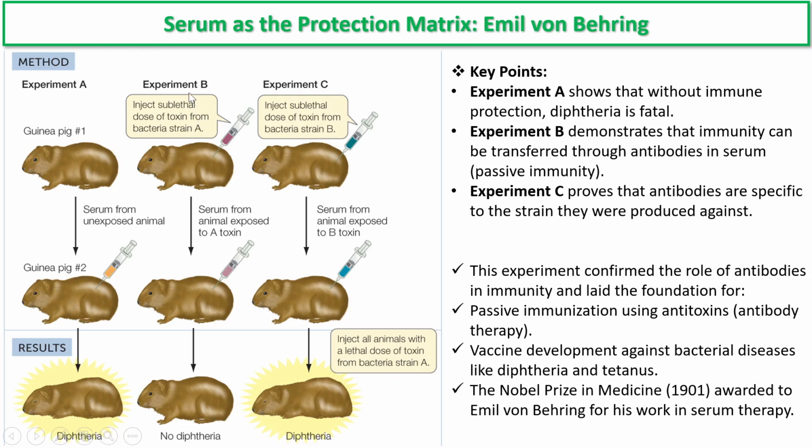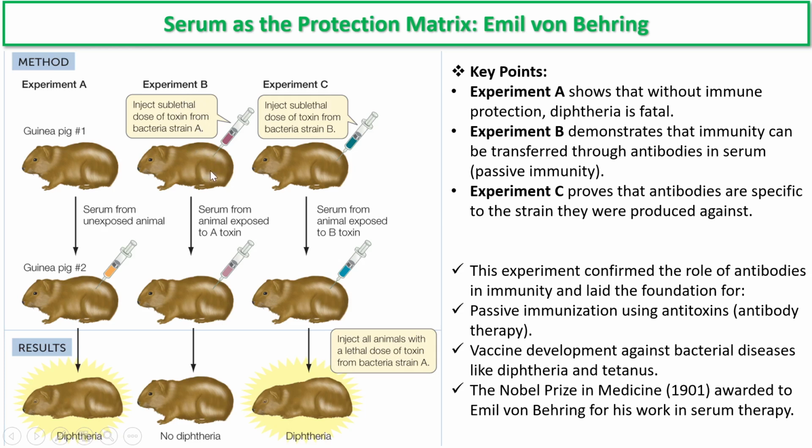At the same time, in parallel experiment B, he injected a sublethal dose of toxin from bacterial strain A. Sublethal means it is not lethal. It will not cause death in this organism, but it is somewhat toxic. So he injected this sublethal dose of toxin from bacterial strain A into this guinea pig 1. Then after some time, he isolated the serum from this animal exposed to toxin A and inoculated this into this particular guinea pig number 2. Are you understanding what is happening here?